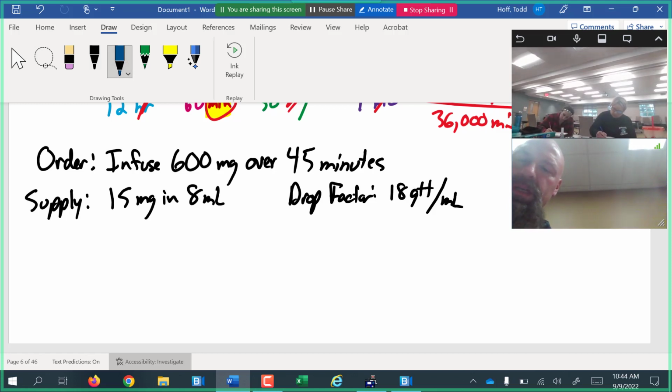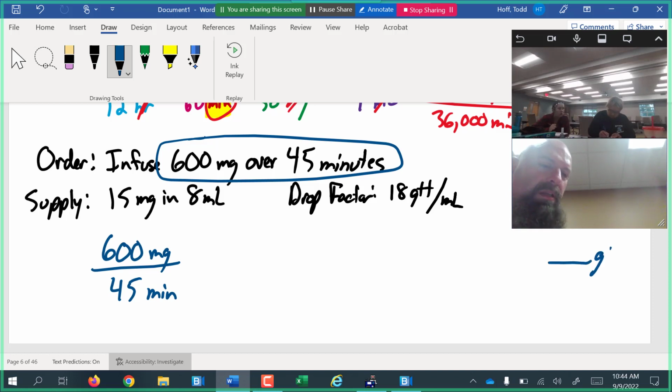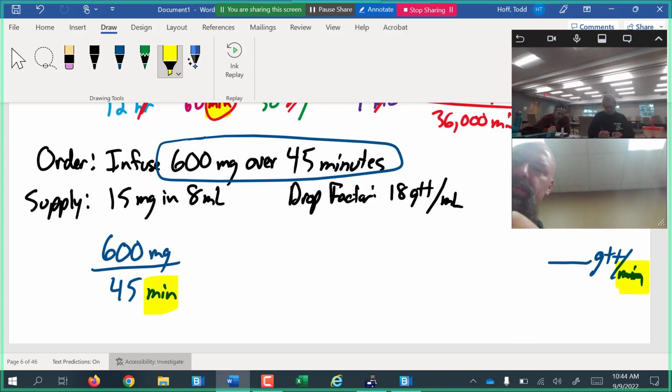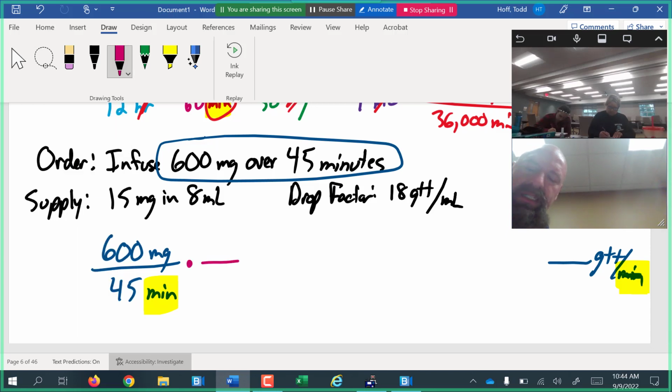So once again, we'll start with the doctor's order. 600 milligrams over 45 minutes. And of course, we want to end up with drops per minute. Well, here we want to end up as per minute, and we're already in per minute here. So we don't need to change the minutes. So the bottom unit can stay just as it is. So we need to change the milligrams. So they're on top. We'll put milligrams on bottom.